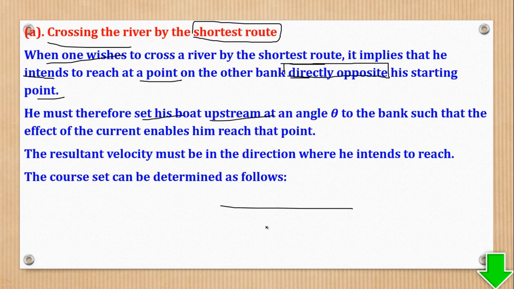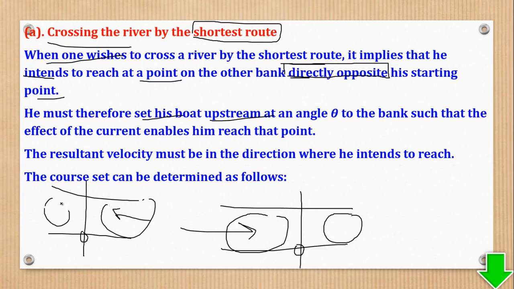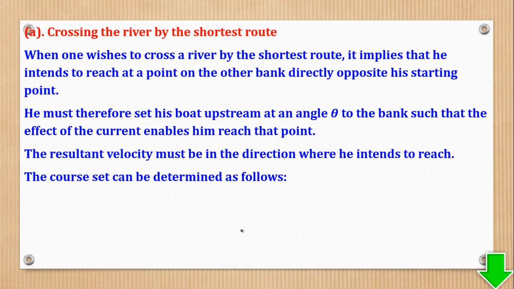Now the word upstream depends on the river flow. If the river flows in this direction and you're standing here, upstream is this side and downstream is this side. On the other hand, if the river is flowing in this direction and you're standing here, then upstream is this side and downstream is this side. So upstream and downstream depend on the river flow. Upstream at an angle theta to the bank, such that the effect of the current enables him to reach that point. The resultant velocity must be in the direction where he intends to reach.